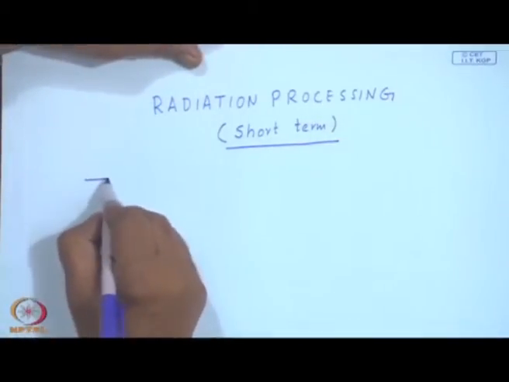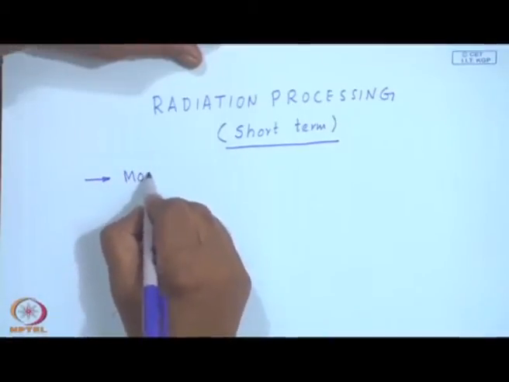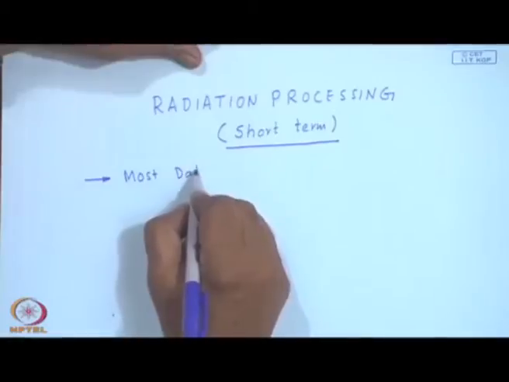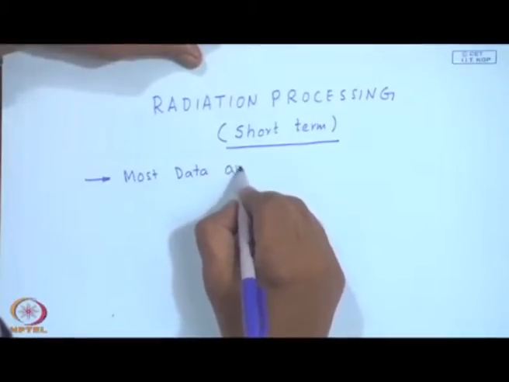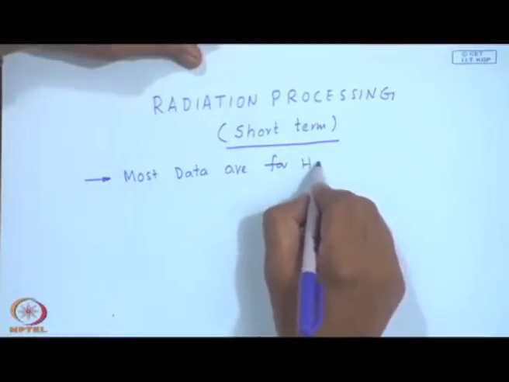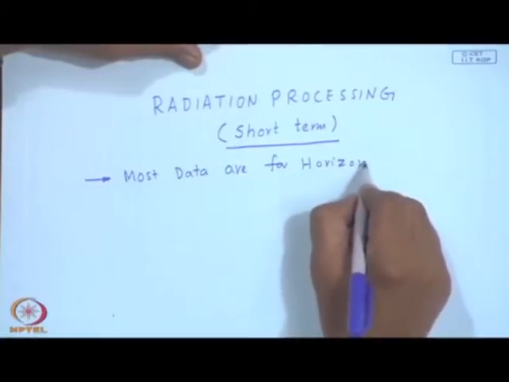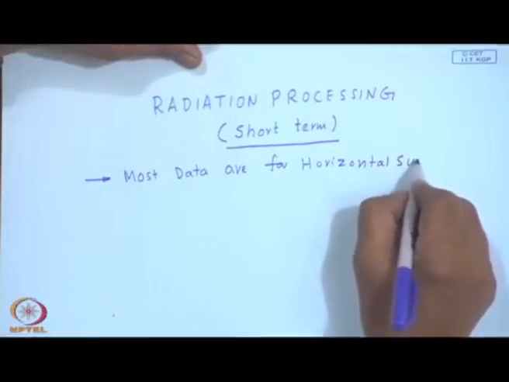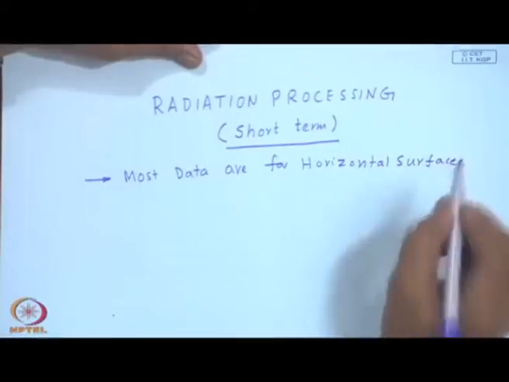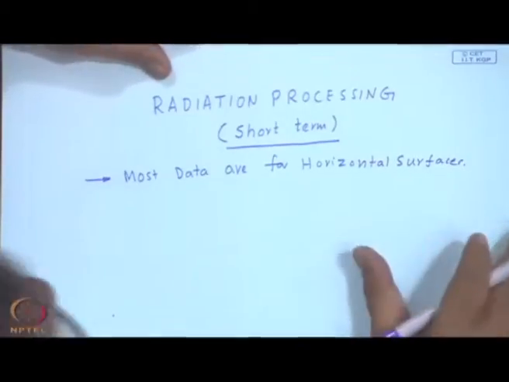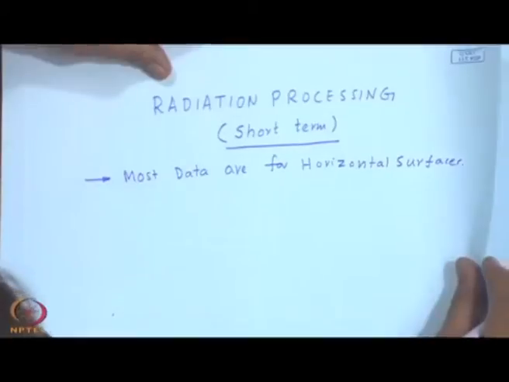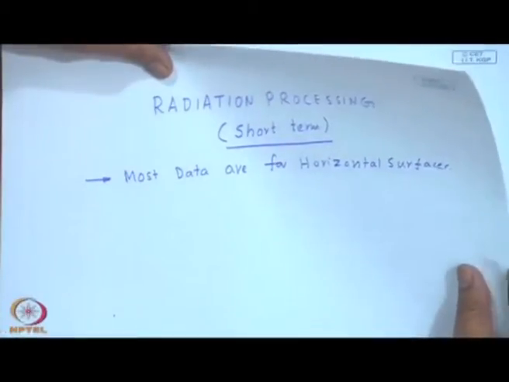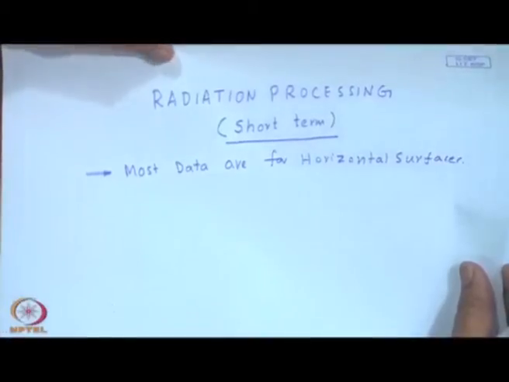and we know from the data, most data are for horizontal surfaces. Now, in order that you appreciate why we do this radiation processing, very briefly I shall explain about a simple solar collector, so that you will understand why we do this particular part.